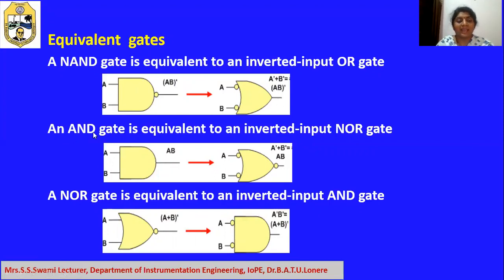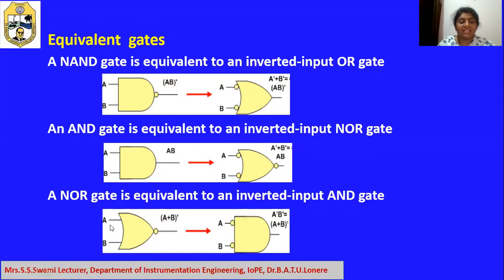Next one is an AND gate is equivalent to an inverted input NOR gate. So here A is given over here, B is given over here, that is equal to A into B. So when the inverted A is given to this gate, inverted B is given to this gate, that will be A transpose plus B transpose, which will be equal to A into B. This AB equal.